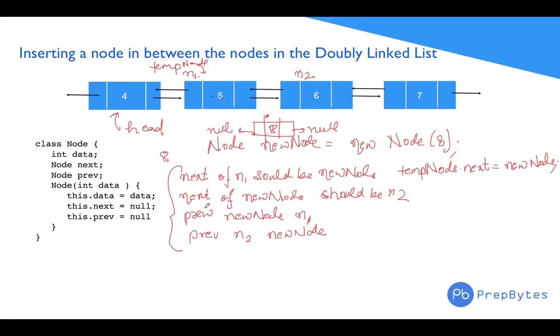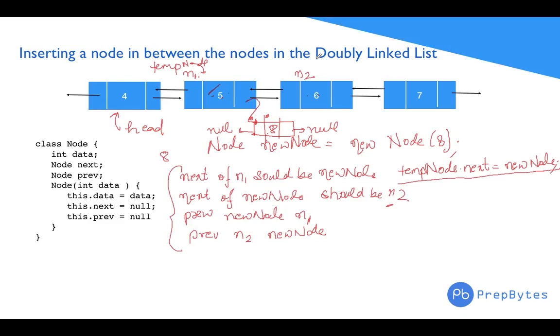Now next of new node should be n2. If you see this, there is no one pointing to n2, right? The only way to access n2 was through the next of 5. What we have done through this operation is update the next of n1 to point to this new node. So I have lost reference to this particular node n2. Whenever you are writing code, make sure that you're not losing reference to any particular node.